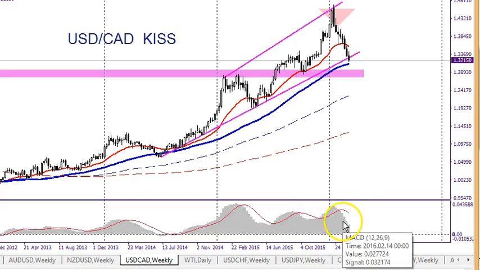If you take a look at the MACD below, you see the histo bars, on the weekly chart anyway, are still above zero. Once the histo bars get below zero, then we would be in a downtrend mode.